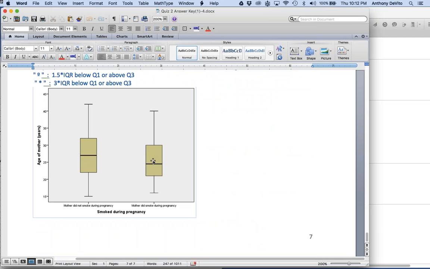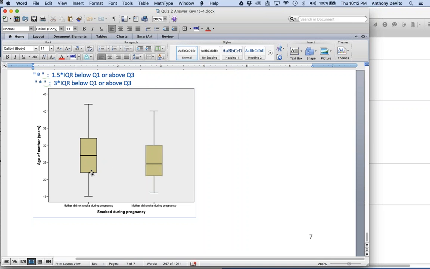Let me just do this while we have this open. What do we have here? This is the range of ages for mothers who did not smoke. You had mothers from 15 years old to about 42 years old, right? That's the overall range. These two feathers represent the overall range. The dark line in the middle represents the median, the 50th percentile or middle value, the middle person. The middle person's age was about 27 or 28.